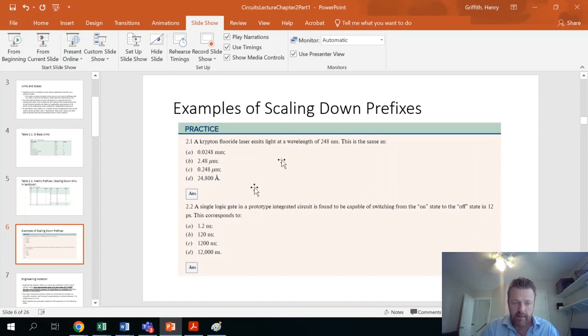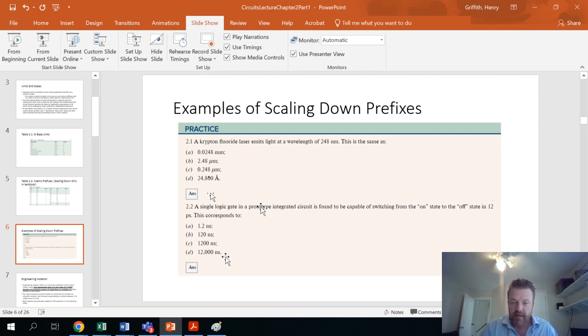Now 2.2: a single logic gate in a prototype integrated circuit is found to be capable of switching from the on to off state in 12 picoseconds. Hopefully everyone has these memorized, but if not, what I keep in my head is milli, micro, nano, pico, and I know those go in multiples of 3 because of what we'll talk about next. So that is 12 times 10 to the minus 12 seconds. That is an incredibly small thing, and what they're asking us to do is convert it to nanoseconds. If you think about that progression, milli, micro, nano, a nano is actually a bigger unit than pico. In fact, 1 nanosecond is equal to 1,000 picoseconds.